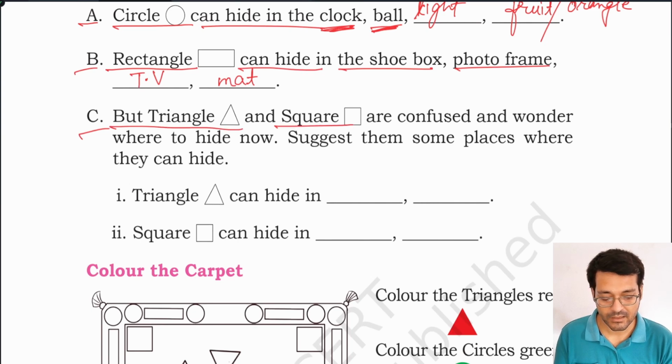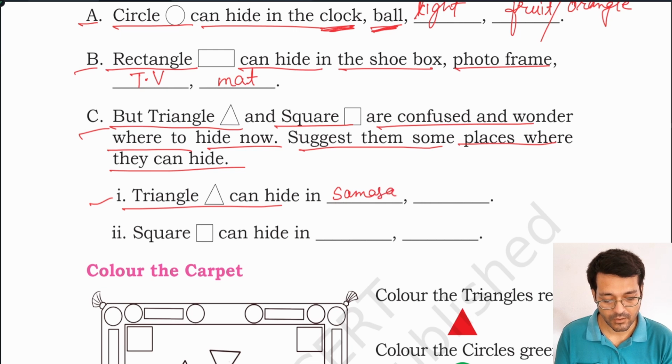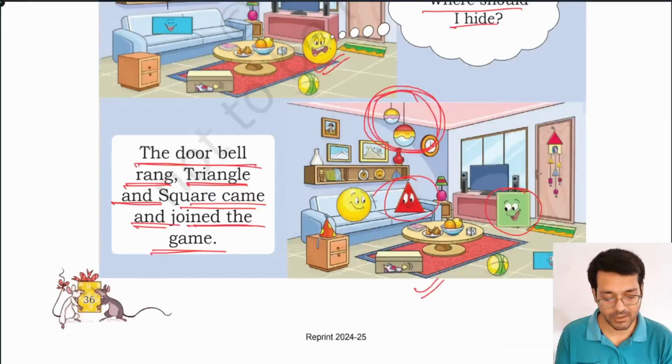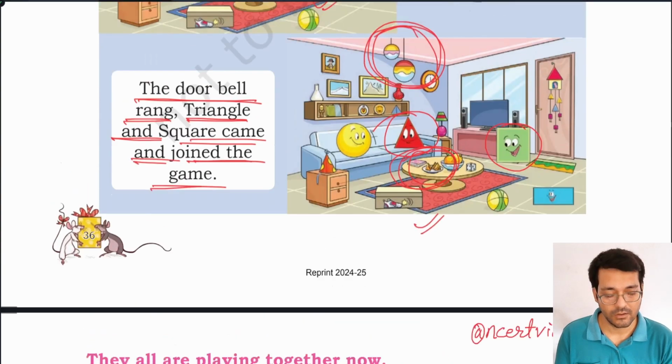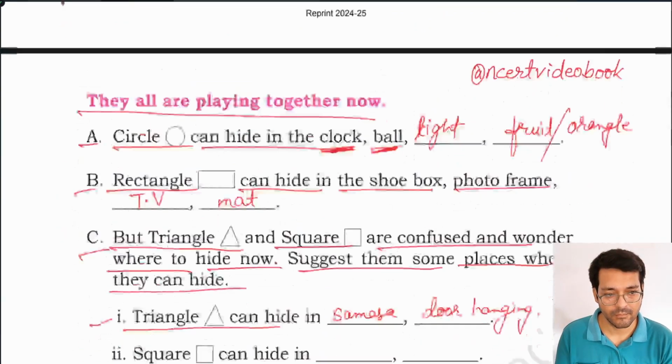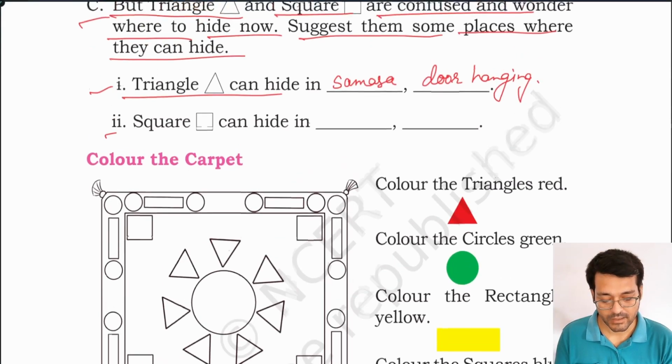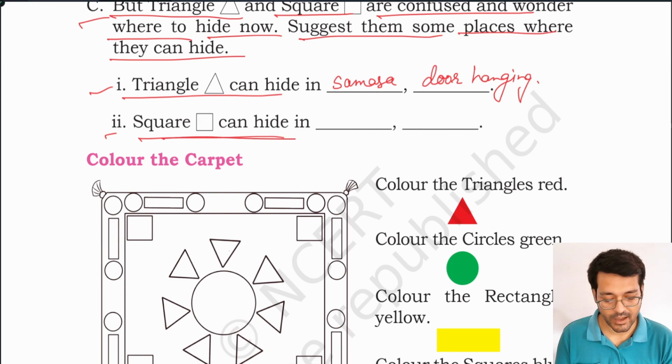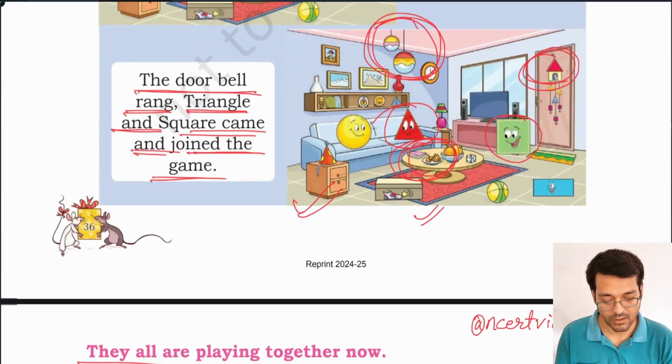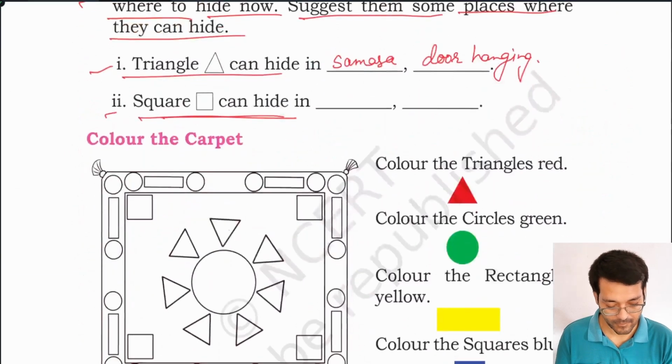C, but triangle and square are confused and wonder where to hide now. Suggest them some places where they can hide. 1, triangle can hide in samosa or the door hanging. You can see them in the picture. You can see samosa on the table and you can see a triangular shaped door hanging. 2, square can hide in various places such as this wooden box or behind the square photo frame or behind the sofa.